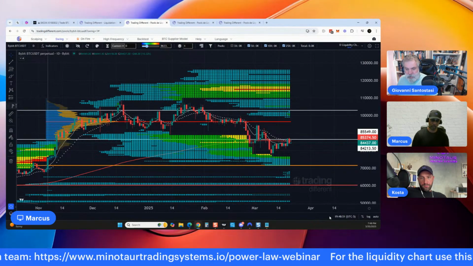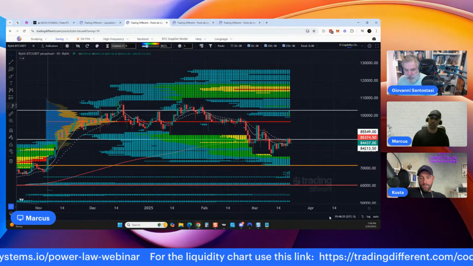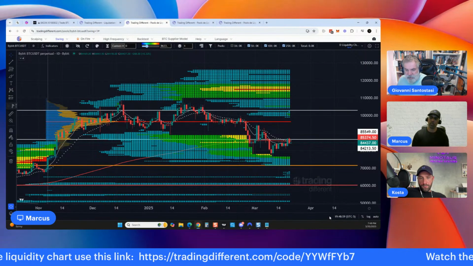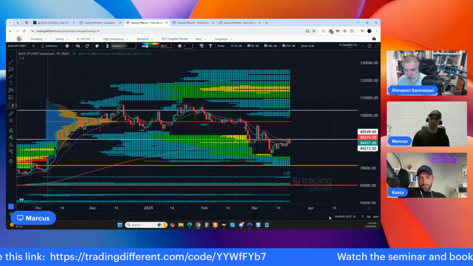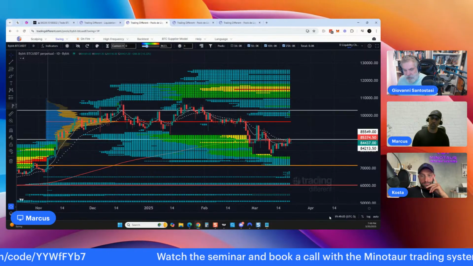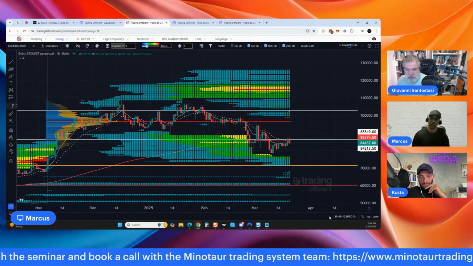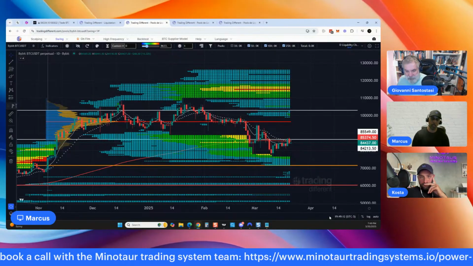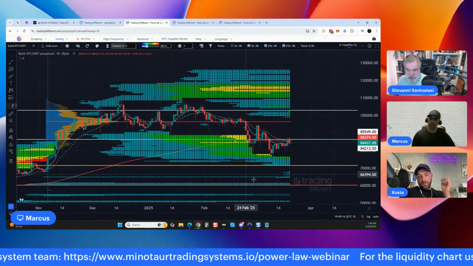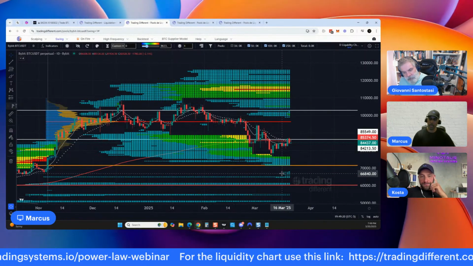Now, how do you know? My question is, how do you know when we are done with the move down, in terms of what you're looking at in the chart? Do you use a particular level of liquidity, a particular color in this chart? Do we need to, for example, get all that liquidity there at the 70K? Yeah, that's a good question. Great question, Giovanni.